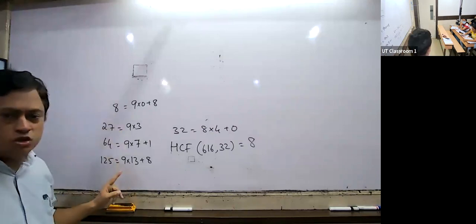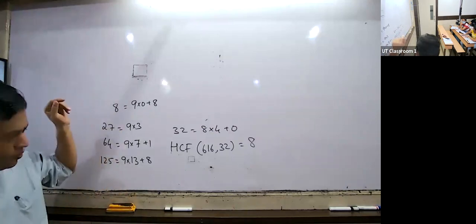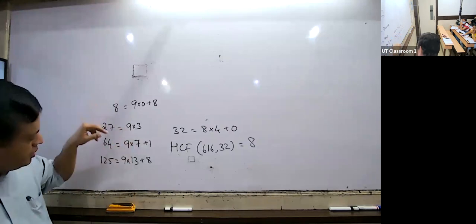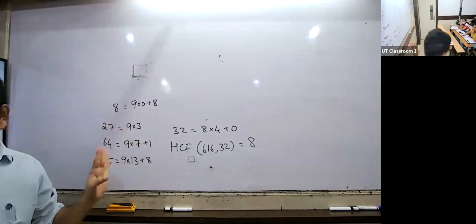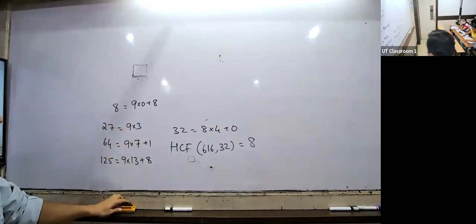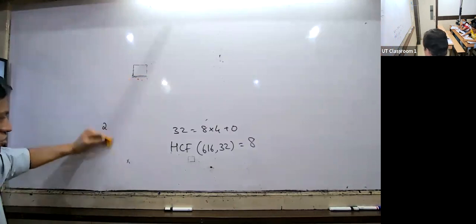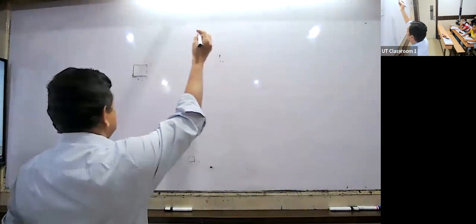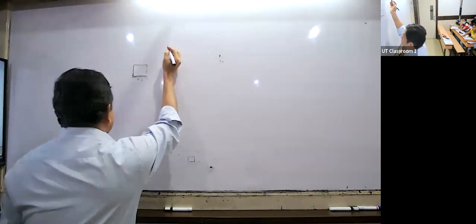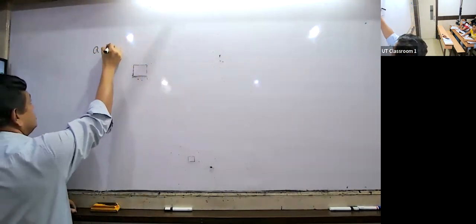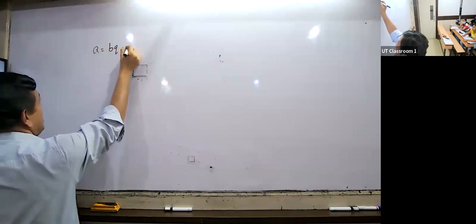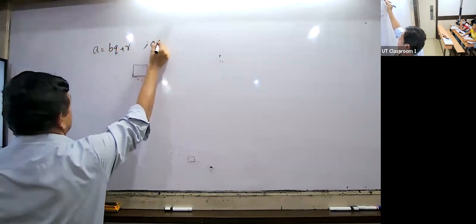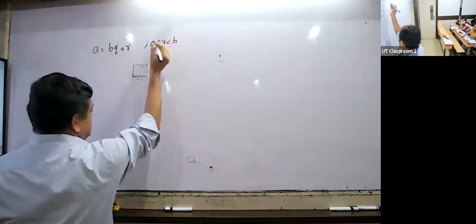So the cube of any number is of the form 9m or 9m plus 1 or 9m plus 8. That is the way you have to prove it. This way, it's a question you cannot write. So Euclid's division lemma will apply. What does Euclid's division lemma say? That A and B are two positive integers. Therefore, A is equal to BQ plus R, where 0 is less than or equal to R less than B.